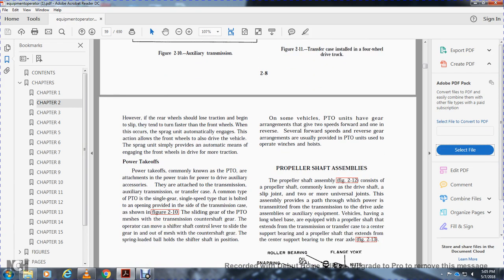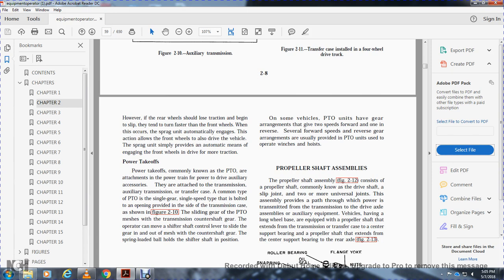However, if the rear wheels should lose traction and begin to slip, the front wheels will turn faster, and the sprag unit automatically engages the front wheels to also drive the vehicle. The sprag unit provides the automatic means for engaging the front wheels to drive the vehicle for more traction.